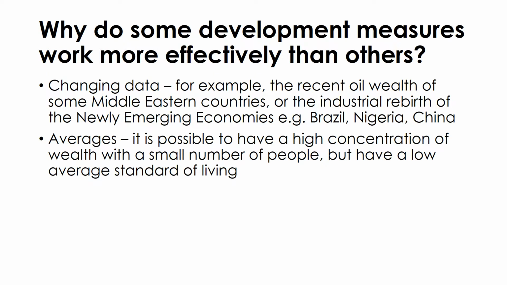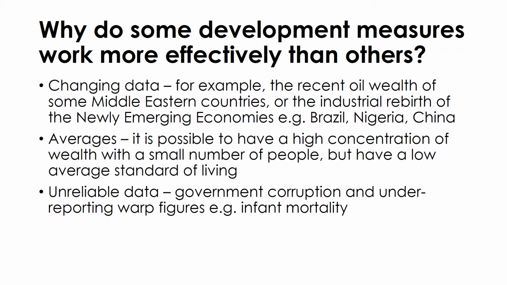2. Averages. For example, in an oil-rich country, it is possible to have a high concentration of wealth with a small number of people. But overall, the average standard of living in the country may be quite low. 3. Unreliable data. Government corruption may affect data which is available. Under-reporting may also warp figures. For example, a country may not wish to accurately report infant mortality, either because they are unable to measure it accurately or because the result reflects negatively on them.